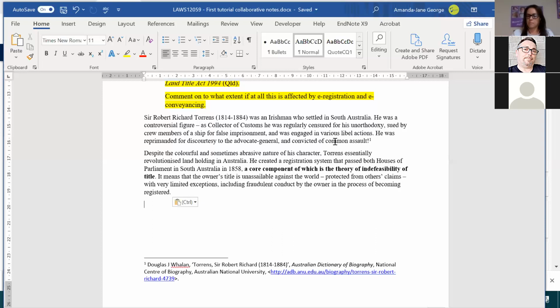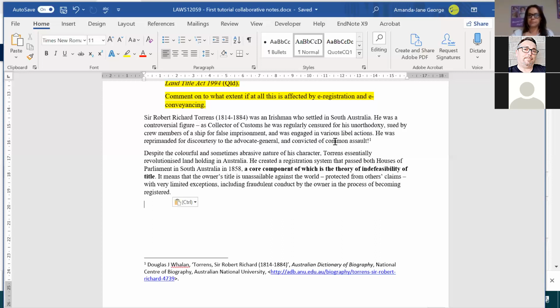So Torrens created a registration system, 1858, a core component of which is the theory of indefeasibility of title. Essentially what that does is it kicks to the curb the old system of registration of title, and it's now title by registration. As soon as you get your title registered, your title is unassailable against the world. So you're protected from any other claims.